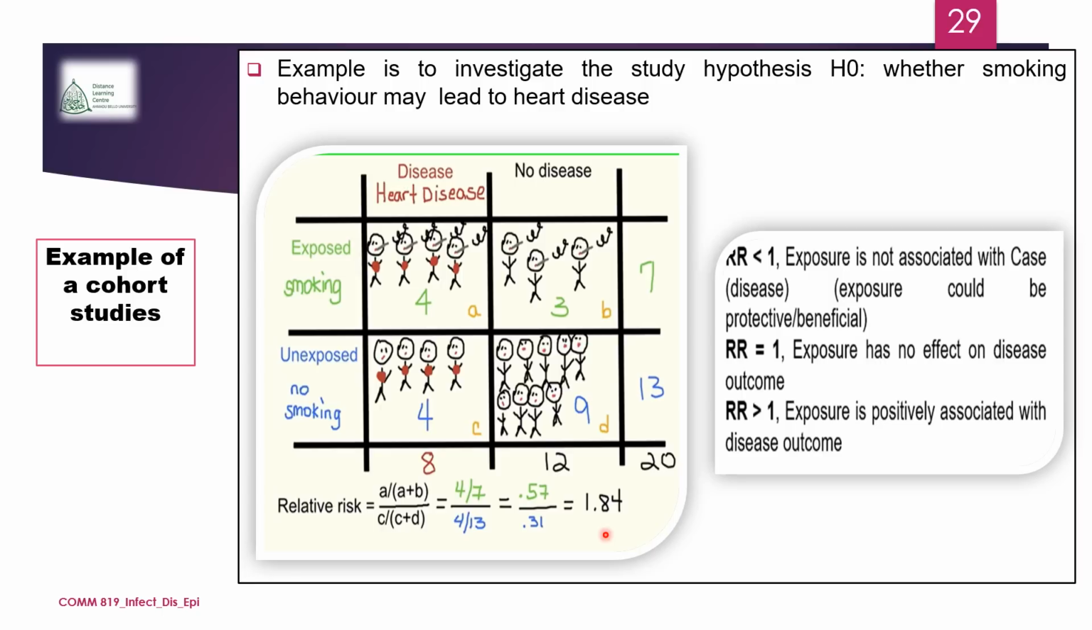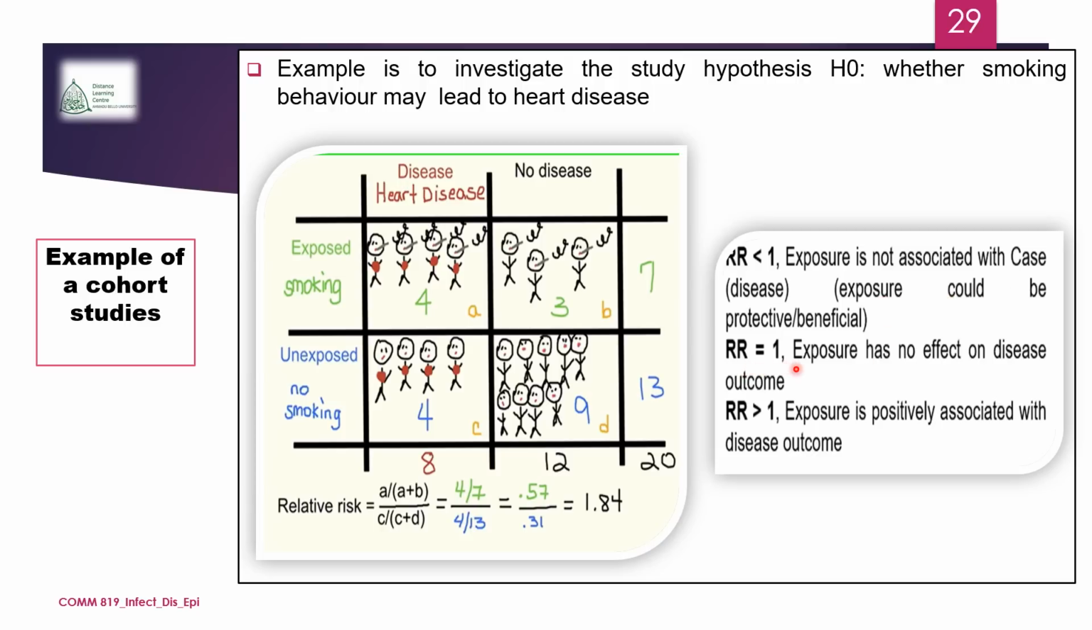Okay, so once you get 18.4%, then you should also note the interpretation. Based on this, we say when relative risk is less than 1, the exposure is not associated with the disease. That means exposure could be protective.